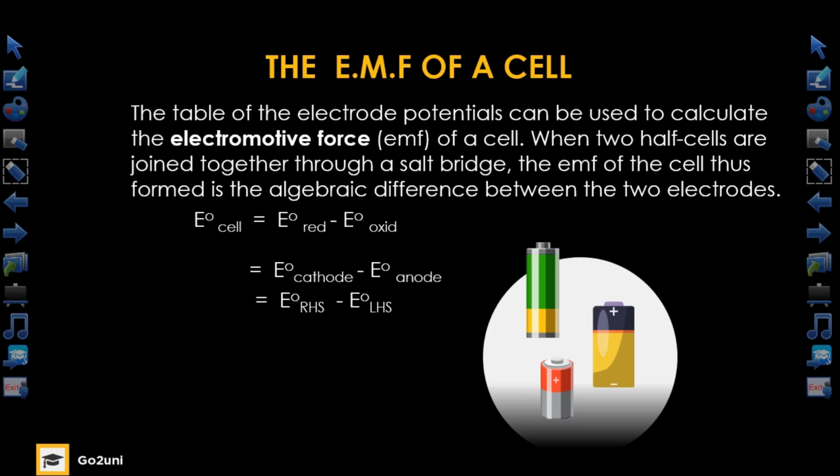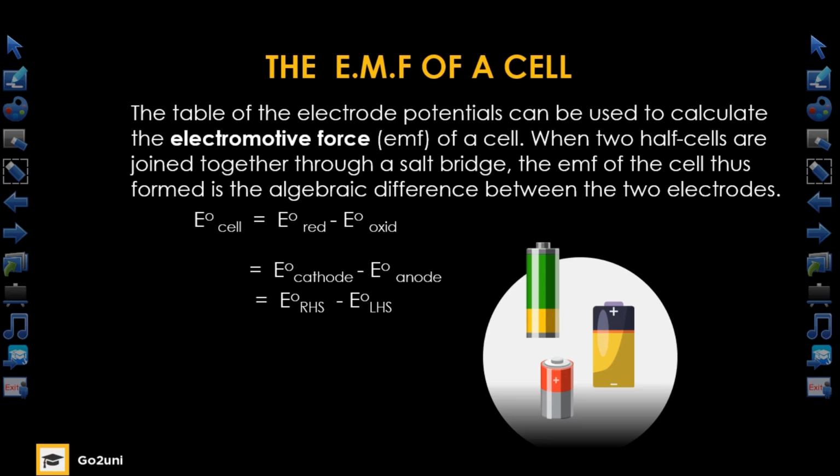So the inbuilt energy in a given cell when the cell is not delivering current is what we refer to as EMF. It is otherwise called electromotive force. So you can also say that it is that inner energy that is available to do work. That is what we refer to as EMF.